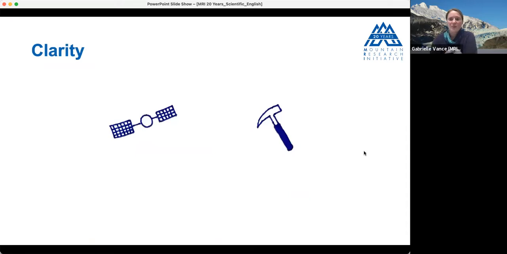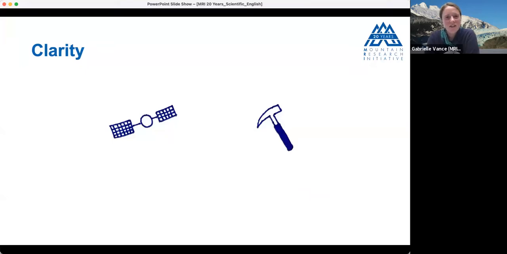The next principle I want to share, and hang in there, there are only 4 that I am sharing with you today, is clarity. And I mean clarity here in the sense of choosing the right tool for the job. So in my illustration, I've drawn a satellite and a rock hammer, which are both very effective tools in geology and in other fields, but they're for very, very different jobs.